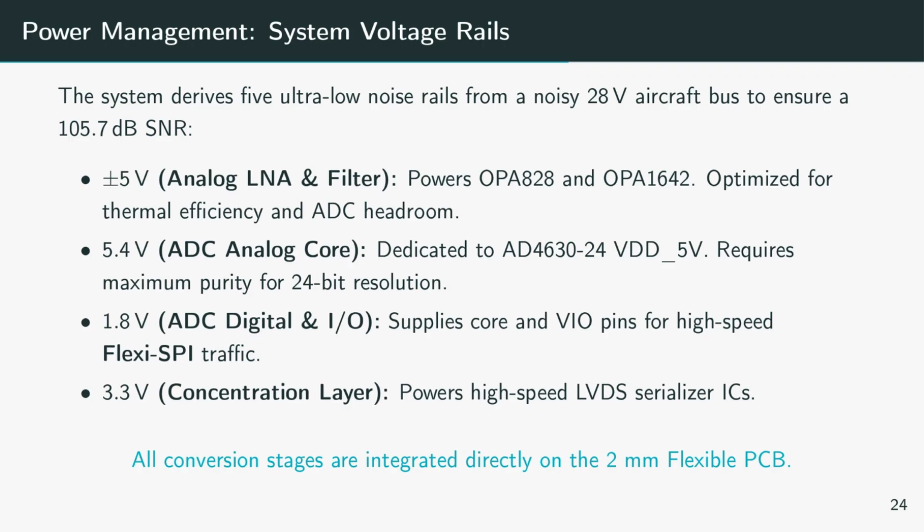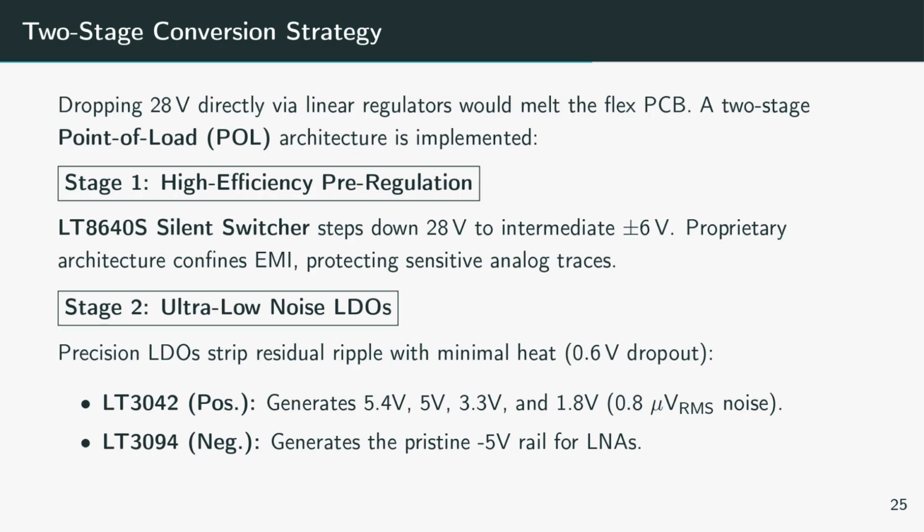All these components are integrated directly on the flexible PCB. To do this without overheating the board, we use a two-stage strategy. If we converted 28 volts to 5 volts directly, the board would melt from the heat. So, in stage 1, we use a silent switcher that drops the voltage to 6 volts very efficiently.